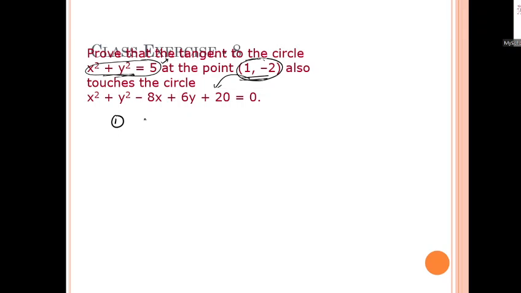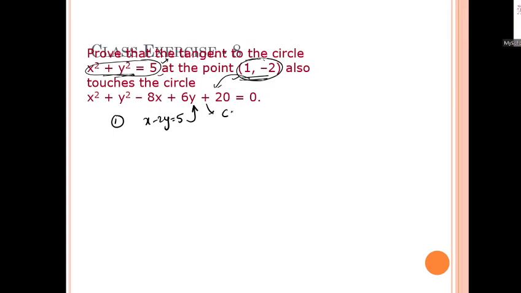Anybody? What is the equation of tangent to the circle at this point? xx1 plus yy1 equals a square. So final answer बोल दीजिए x minus 2y equal to 5. Yes or no? Yes, sir. So now you have to check whether this line touches this circle also. How do you check it?